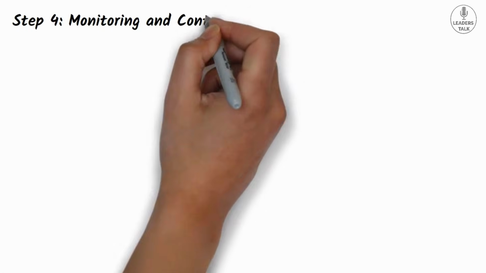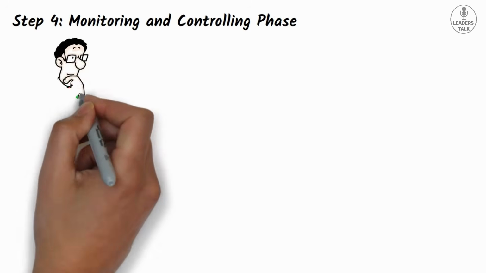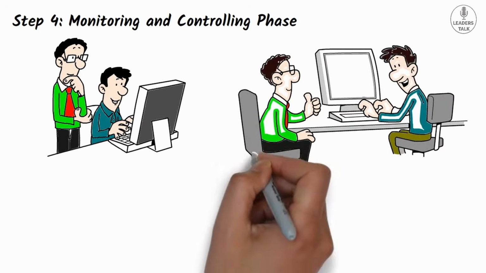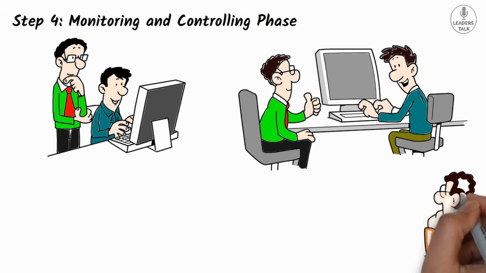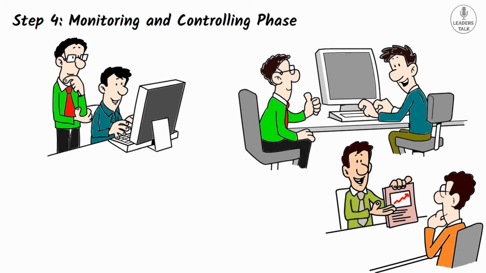Step 4. Monitoring and controlling phase. The monitoring and controlling phase runs concurrently with the execution phase and involves ongoing assessment and management of the project's performance. The primary goal here is to identify and address issues, track progress, and make necessary adjustments to keep the project on track.